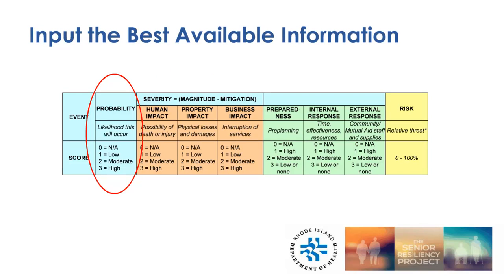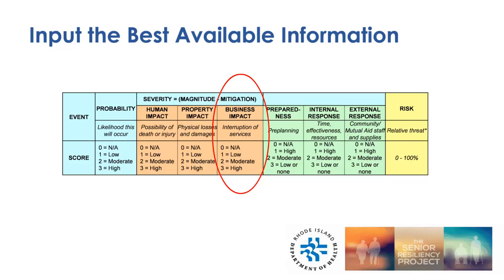In the HVA, you ask the user to score the probability, severity, and preparedness for each type of event. Issues to consider for probability include, but are not limited to, known risk, historical data, and manufacturer or vendor statistics. Issues to consider for human impact include, but are not limited to, the potential for staff death or injury and the potential for patient injury or death. Issues to consider for property impact include, but are not limited to, the cost to replace, the cost to set up temporary replacement, and the cost to repair.